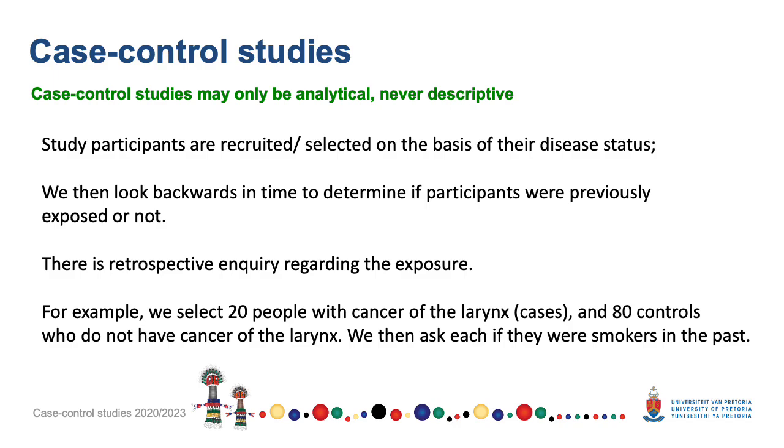Case control studies are always analytical and never descriptive. So if you're doing a case control study, it's definitely an analytical study. The participants are recruited on the basis of do they or don't they have the disease or the outcome of interest. You then look backwards in time to determine if these participants were previously exposed or not. So it's a retrospective inquiry regarding the exposure. Example, we have 20 people with cancer of the larynx and 80 controls who do not have cancer of the larynx. Then we ask each of them if they were smokers in the past.